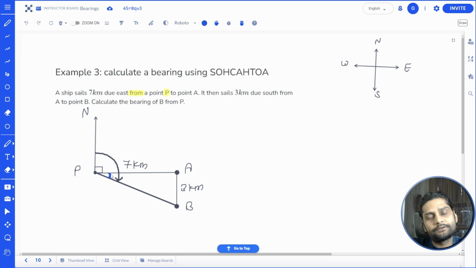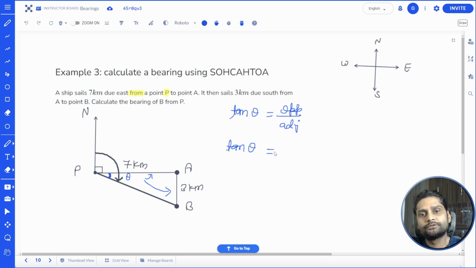To get this angle, students, we can use trigonometry. Suppose this angle is theta. Theta is a Greek symbol that we often use in mathematics. If you have learned trigonometry, you must know that for this angle theta, we have an opposite side and an adjacent side. There is a formula for tan theta, that is opposite over adjacent, because opposite and adjacent come in tan only. So we consider tan theta equal to 3 over 7.